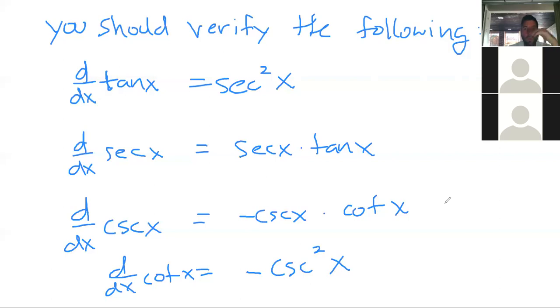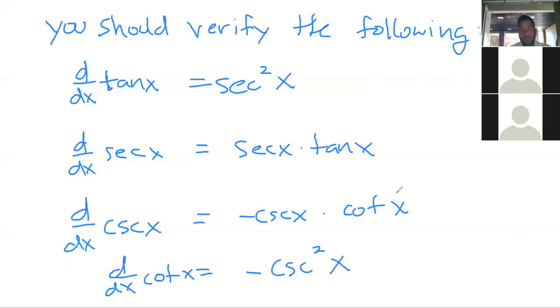So what we're building up is all the functions that we can easily differentiate. If you have a question or something, please interject.